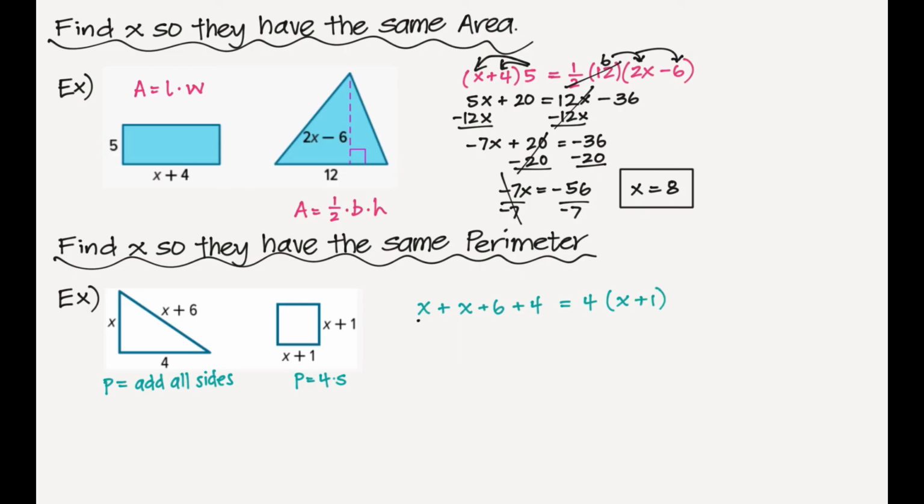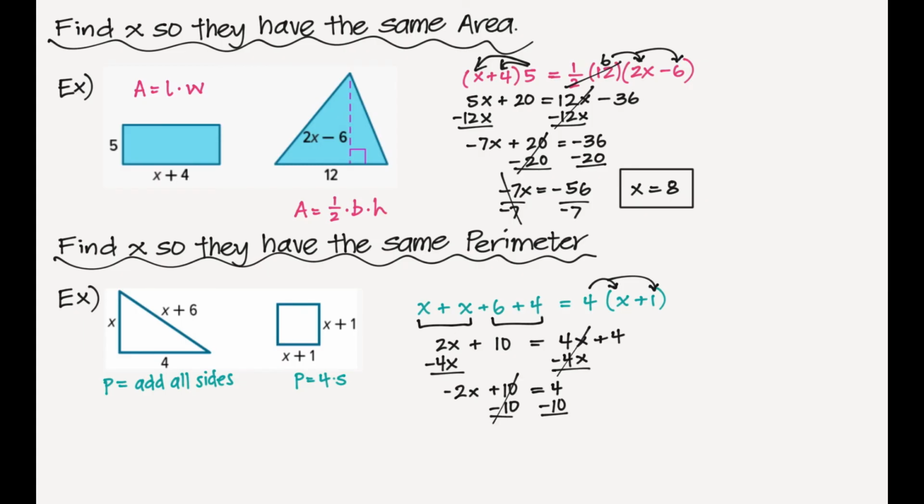Okay, let's combine some like terms. I have 2x plus 10 is equal to, using the distributive property, 4x plus 4. Let's subtract 4x on both sides to move my variables to the same side. I have negative 2x plus 10 is equal to 4. And now I can subtract 10 on both sides to move it away from the variable. I have negative 2x is equal to negative 6. And when I divide both sides by negative 2, I find that x is equal to 3.